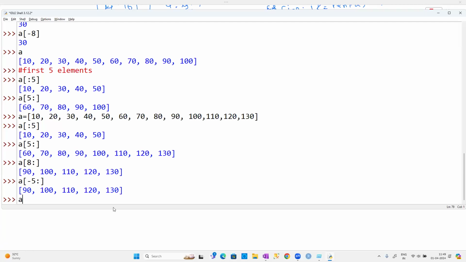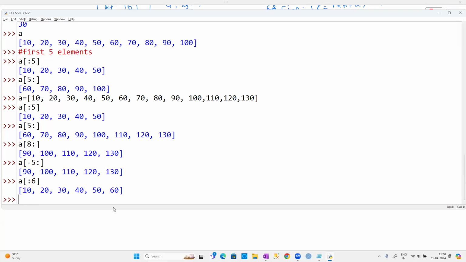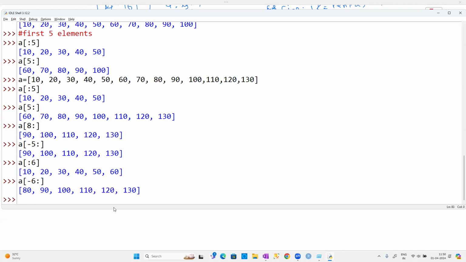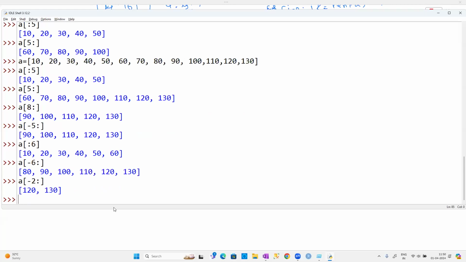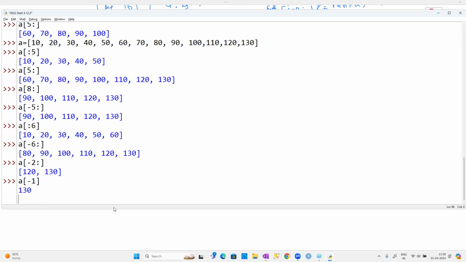How do we get the last 4 elements, guys? What about the last 6 elements? a of -6 colon, guys. That's it, guys. Over. See there, last 6 elements, last 2 elements is -2 colon, last 1 element means -1. Simply if we write -1, it is sufficient.